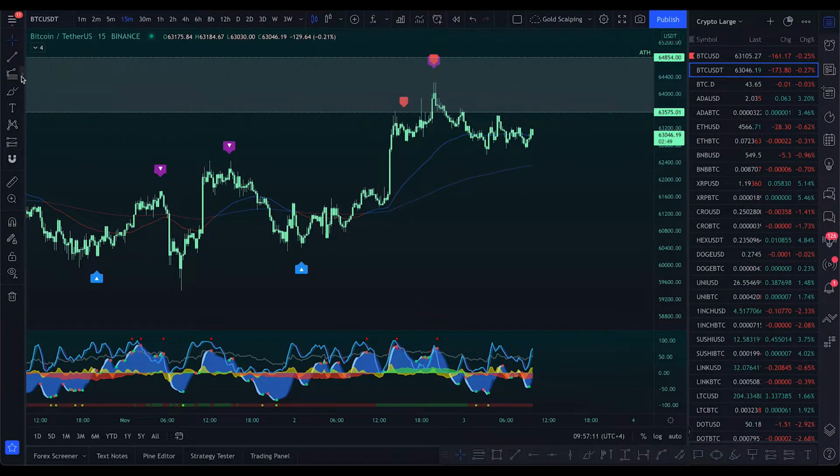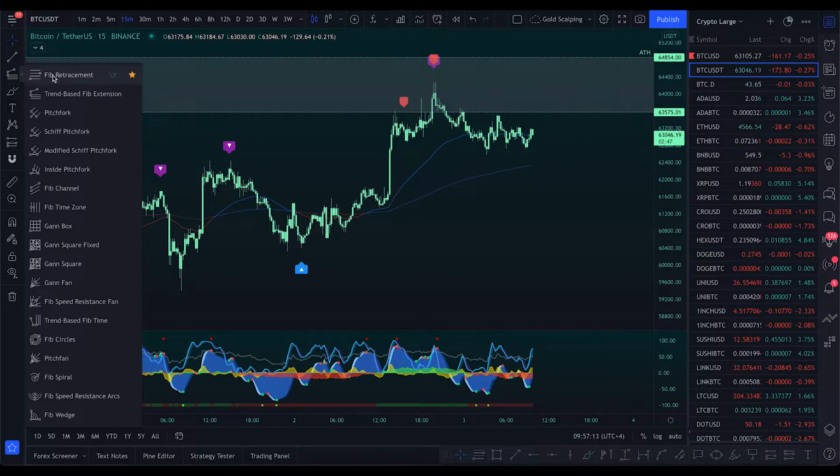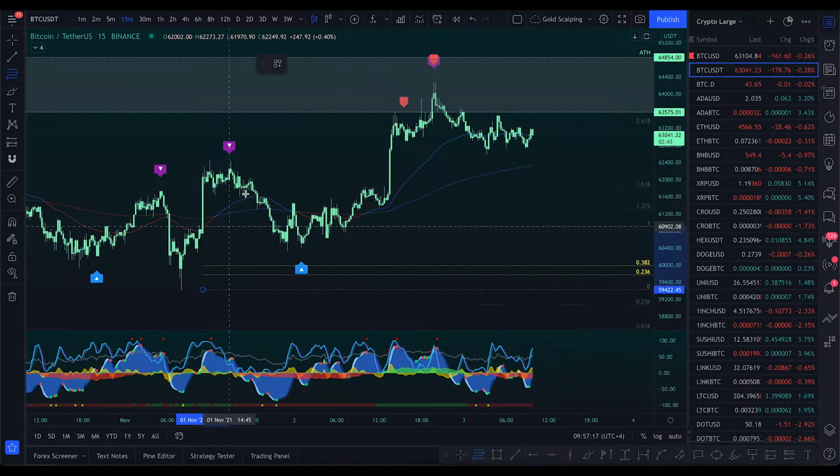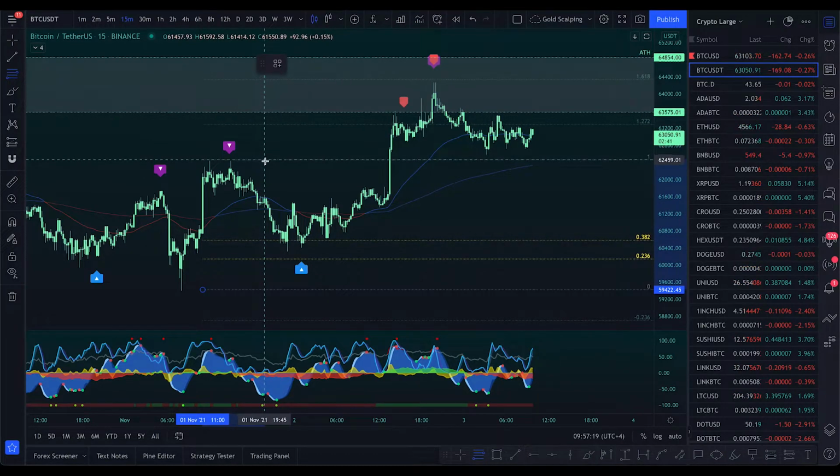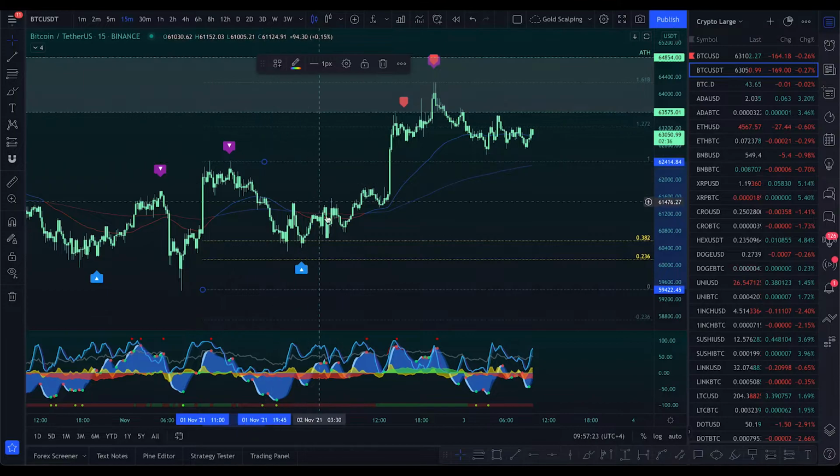I want to avoid clicking too much. You guys know me, I hate noise. So retracement is just 2 points. And in fact, the sequence is what matters. The golden pocket is what matters. So let's talk about that right now.